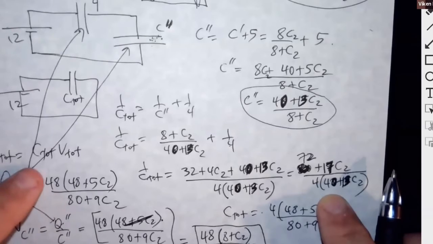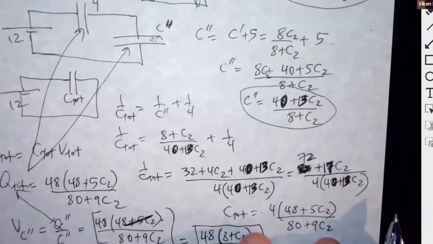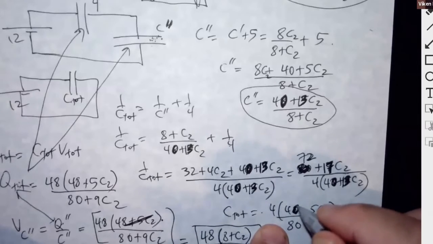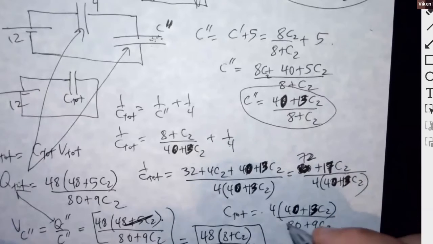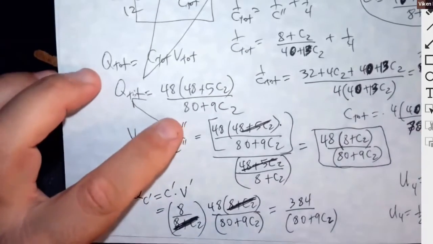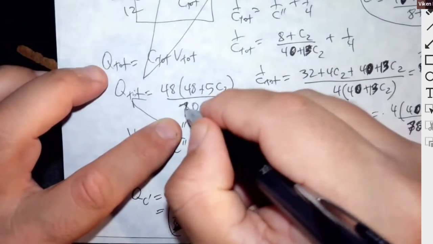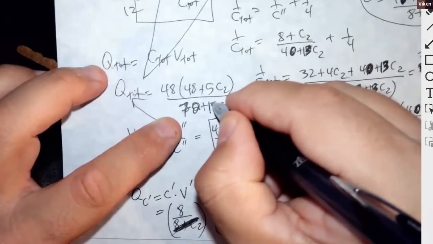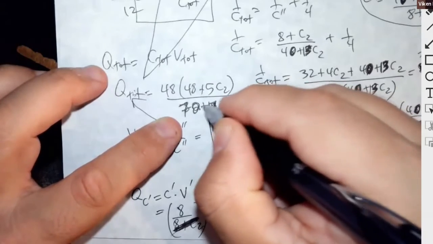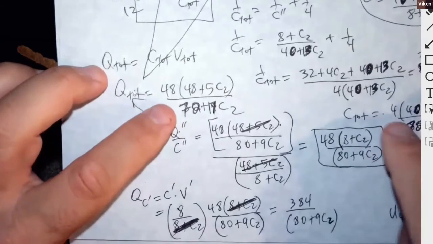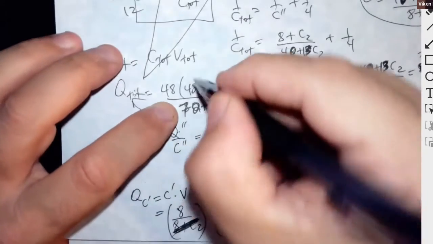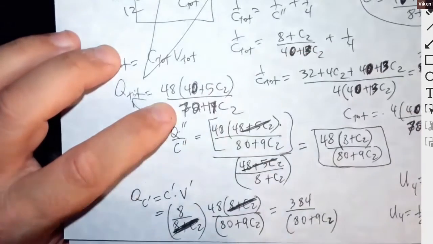be C total times, wait, this is going to be 40 plus 13, 72. 17. Okay, so then you're going to have 72 plus 17. 12 times 4, okay, that's going to be 48. So 40 plus 13.